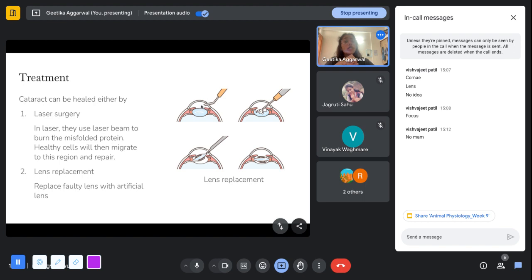The second technique which is being used since a long time is lens replacement, and that is what is shown in this image. So basically they make a small incision in the cornea, they break off the lens and take out the old lens, and in place of that they put a new artificial lens. So they replace the faulty lens with a new artificial lens, and that is what happens in severe cases of cataract. Because in severe cases you cannot burn all of the misfolded protein because there is so much of it. So that is when you will have to use the lens replacement surgery. So these are the two ways in which you can treat cataract.